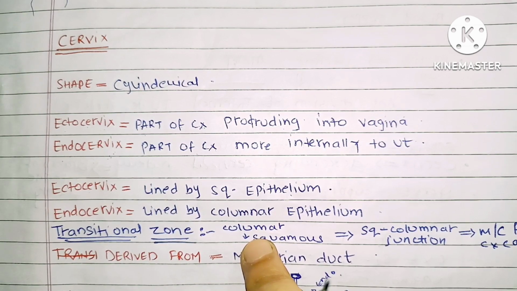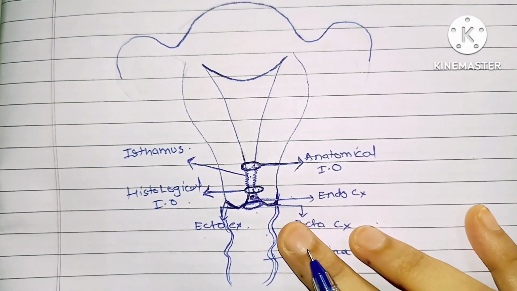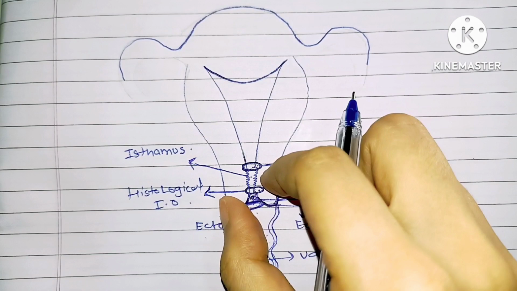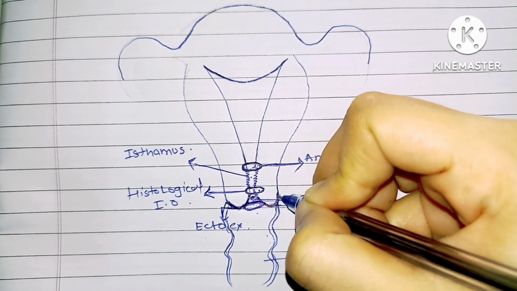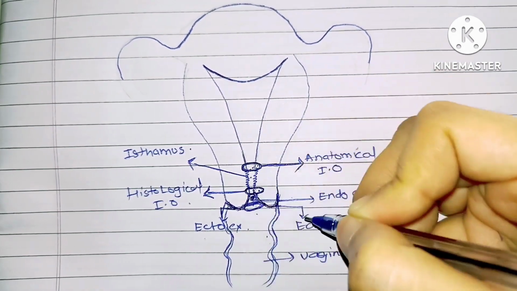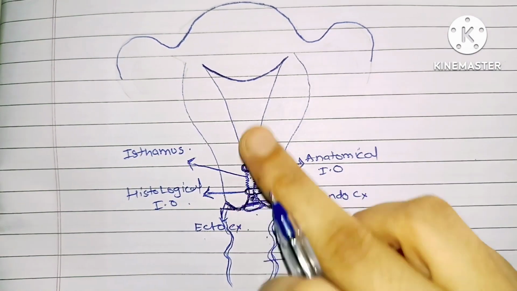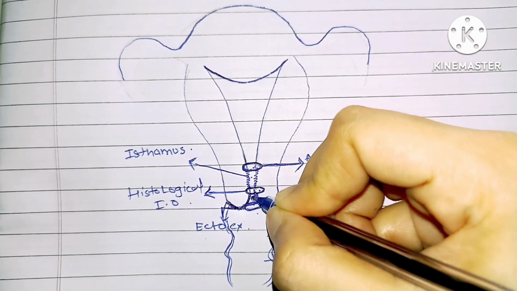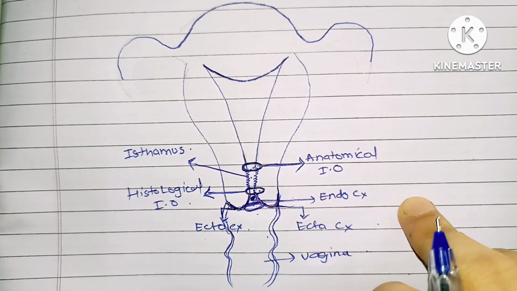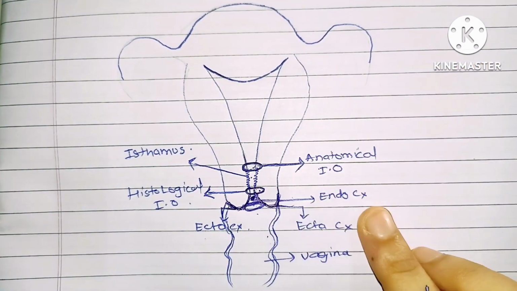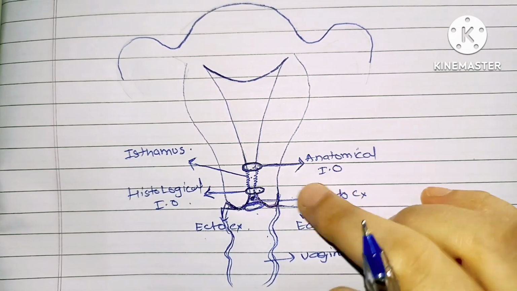Now let's understand this with the help of a diagram. See, this is the uterus, this is the vagina. Now what is ectocervix? The part of the cervix which is protruding into the vagina is ectocervix. So this part, as it is protruding into the vagina, is ectocervix. And the part of the cervix which is more internal to the uterus, this dotted part, is endocervix. This is just a rough diagram so that you can all understand. The ectocervix is lined by squamous epithelium, and the endocervix is lined by columnar epithelium.